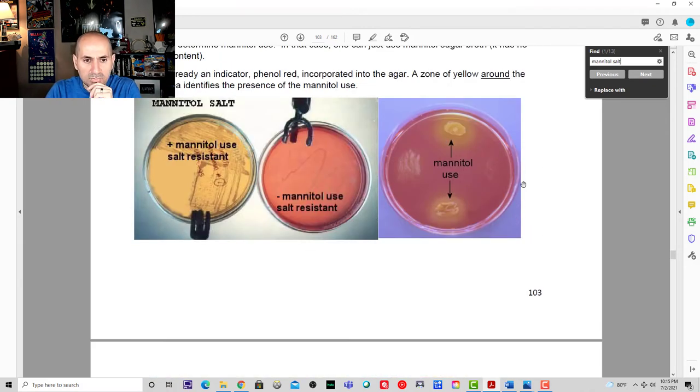The mannitol salt plate is a reddish pink plate. If the bacteria grows, it's halophilic or halodiuric. If the bacteria grows and the media is turning yellow, that's indicative of mannitol use. If the bacteria grow, but there is no yellowing of the media, no yellow color shift or color change, then the bacteria is not a mannitol user.